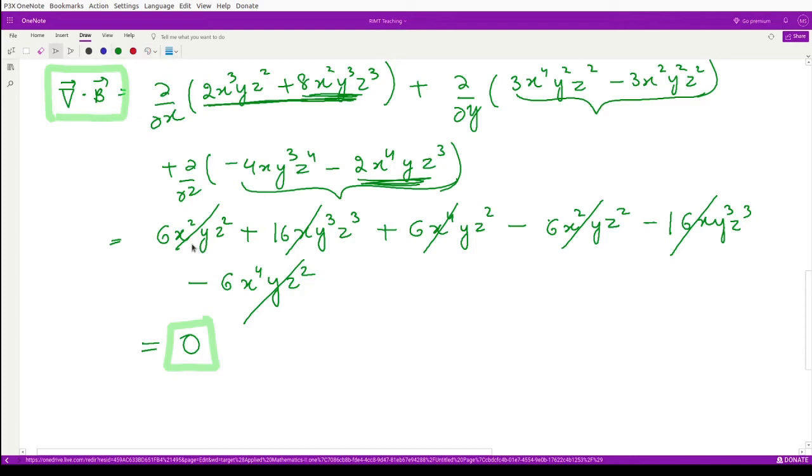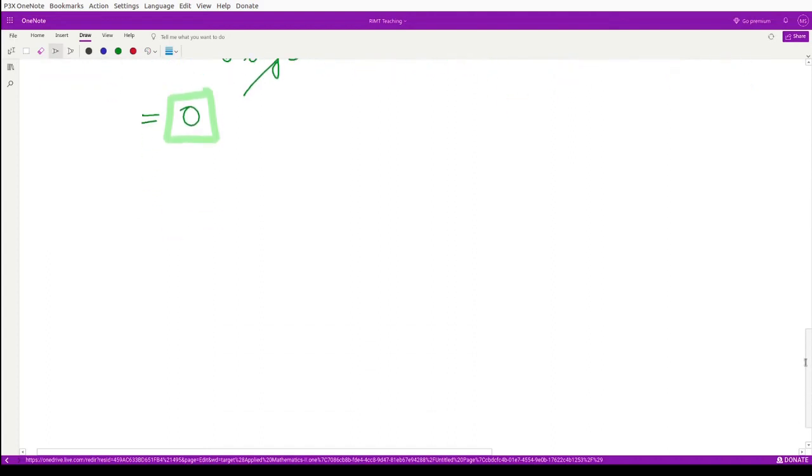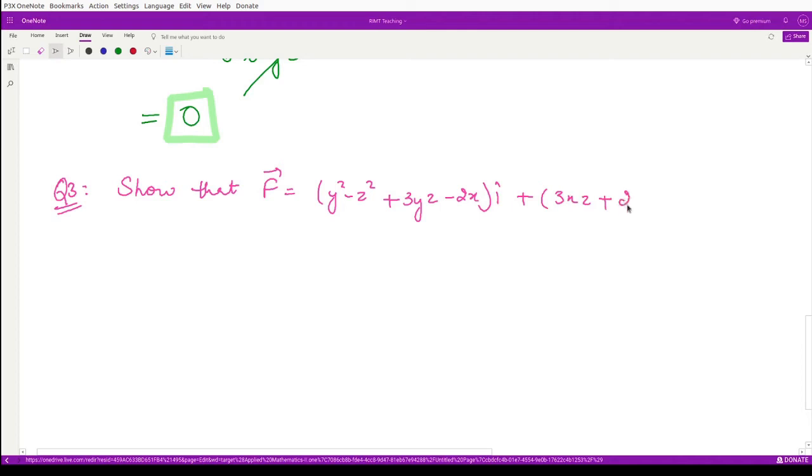Okay. So next, let us move on to question number 3, which says: show that vector F is equal to (y square minus z square plus 3yz minus 2x) i cap plus (3xz plus 2xy) j cap, and for the third quantity we have (3xy minus 2xz plus 2z) k cap. We are to show this vector is solenoidal in nature.